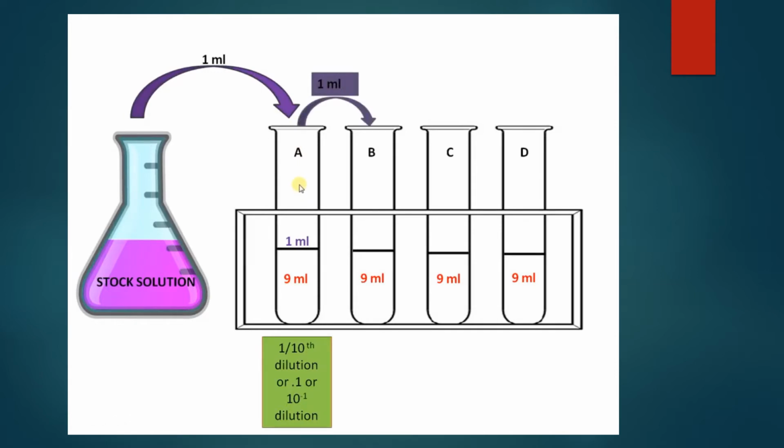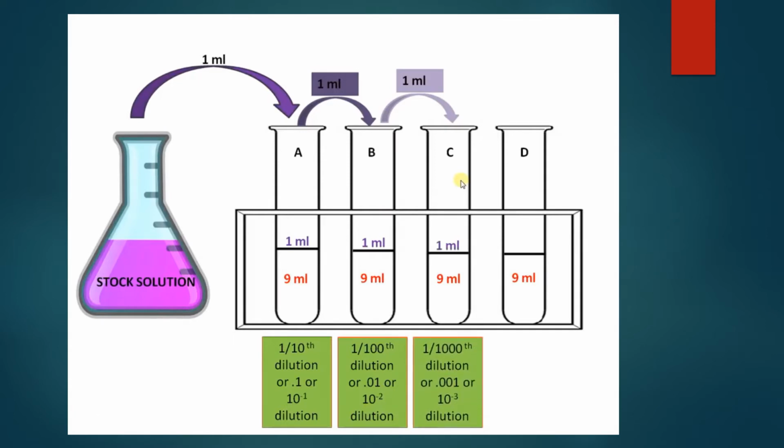Transfer 1 ml from test tube A to test tube B. We are further diluting by 10 times, so in test tube B the concentration will be 1/100 dilution, that is 10 raised to minus 2 dilution. The procedure is repeated in the case of test tube C. Mix well and transfer 1 ml of solution from test tube B to C, so that we get 1/1000 dilution or 10 raised to minus 3 dilution.